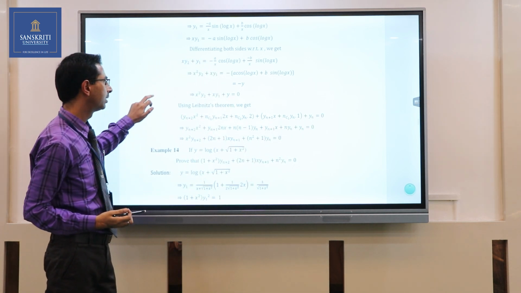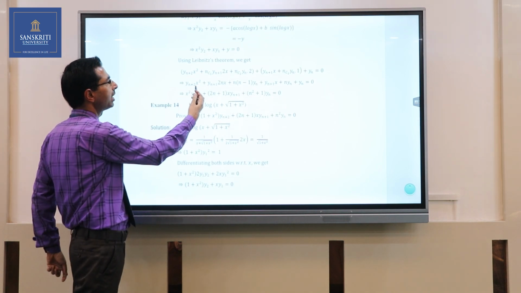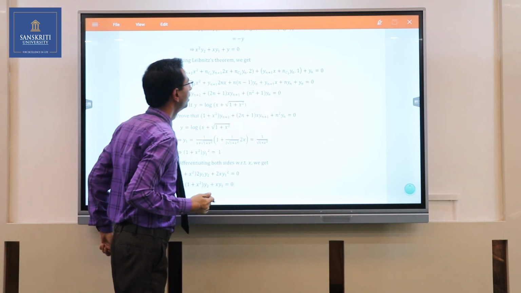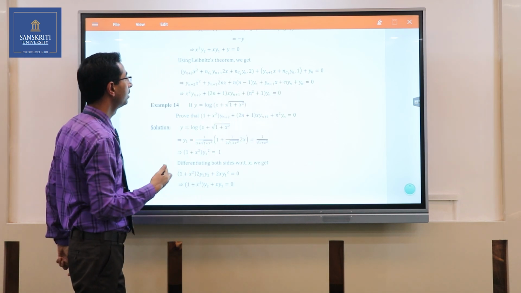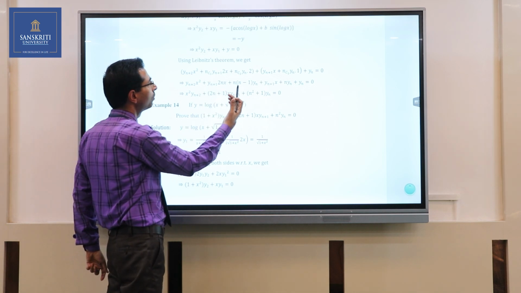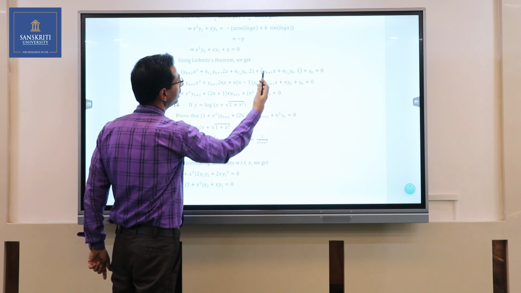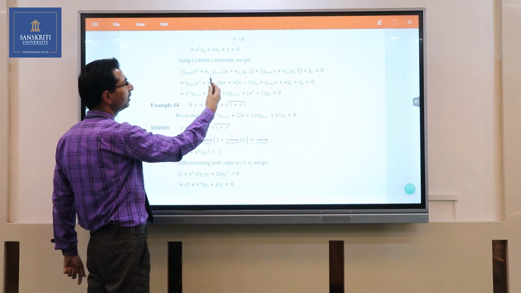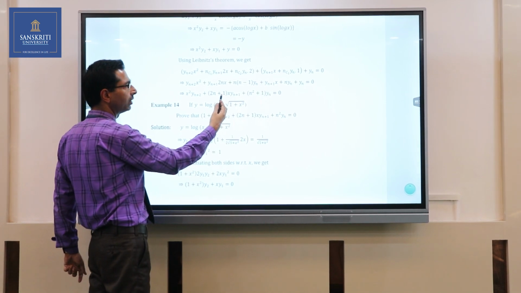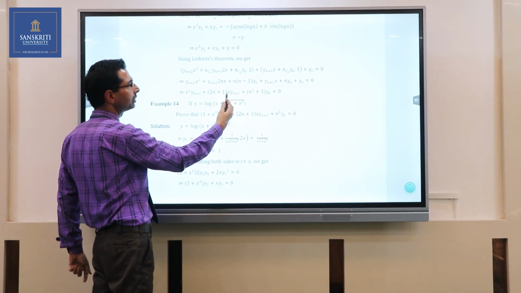Now we collect terms and take the common y n plus 2. y n plus 2 stays individual as it is, because there is no other y n plus 2 in this equation. Then we take the coefficient of y n plus 1. So y n plus 1 is here and y n plus 1 is here. So we have nC1 into 2x here and x is here. So y n plus 1 is taken as common and x is taken as common.